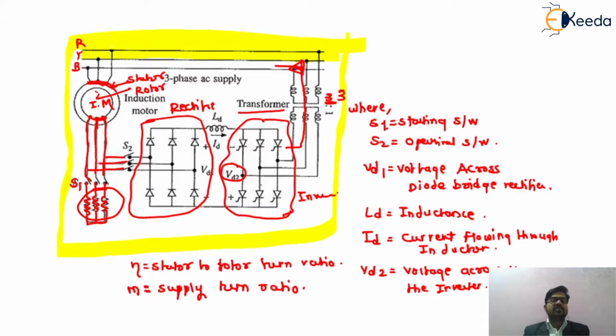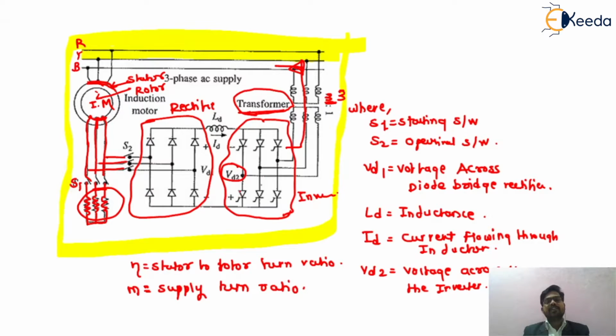And as we know, N is the stator to rotor turns ratio, because this is the circuit referred from stator to rotor, and M is the supply turns ratio. While we are supplying the power, that is the rotor resistance power, it is called slip power feedback to the source. By means of a device called a transformer, and the transformer has its turns ratio, which is denoted by M.